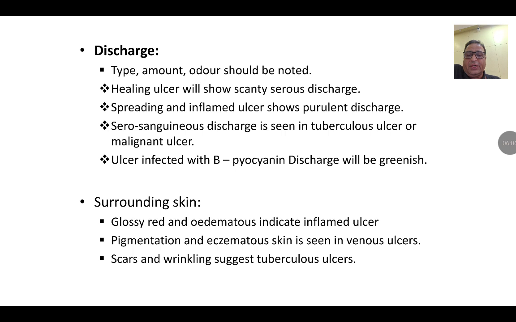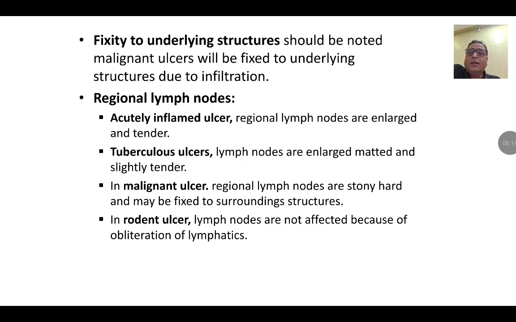Surrounding skin should be noted. Grossly red and edematous skin indicates an inflamed ulcer. Pigmentation and eczematous skin is seen in venous ulcers. Scar and wrinkling suggest tuberculous ulcers. Fixity to the underlying structure should be noted. Malignant ulcers will be fixed to underlying structure due to infiltration.